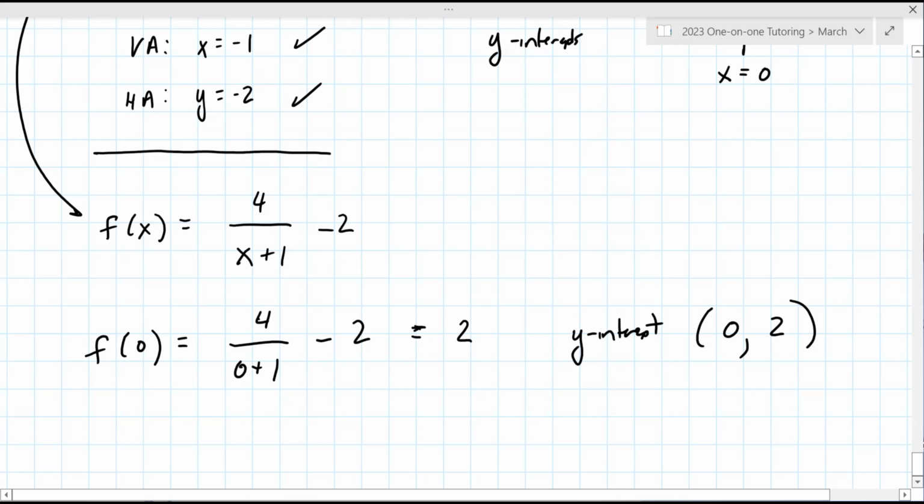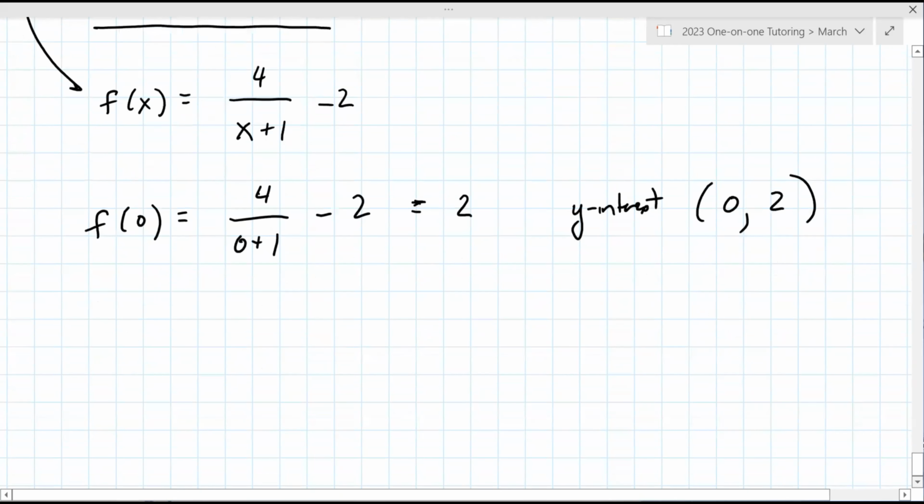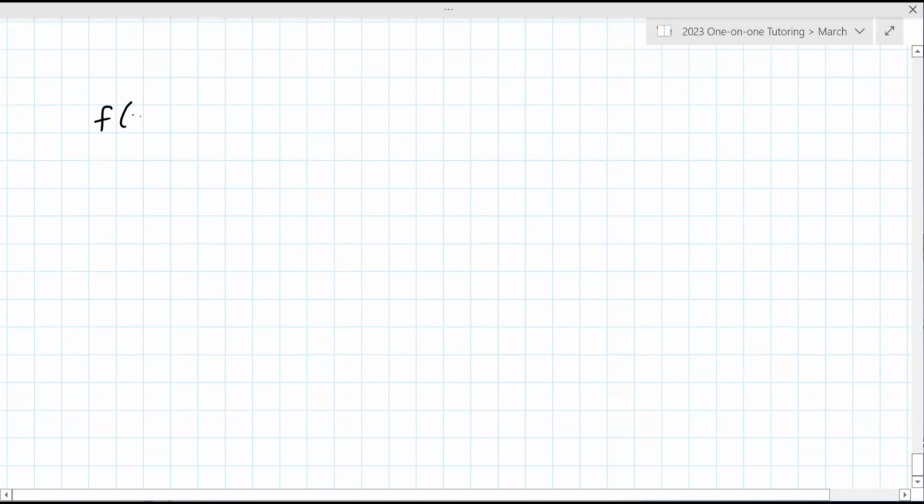Is that okay? Yeah. All right, so let's do another one here. Let's say f of x equals -2 over x minus 4, plus 1.